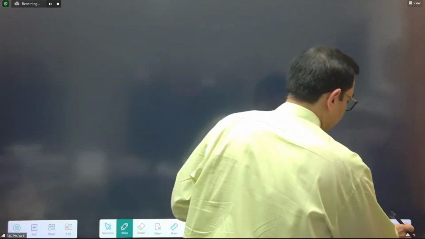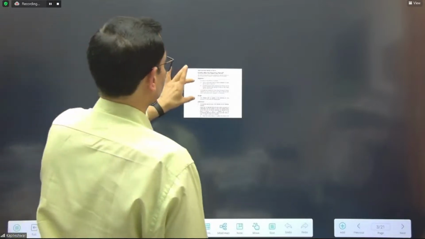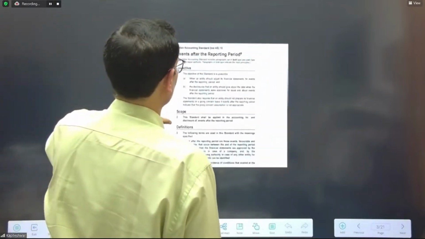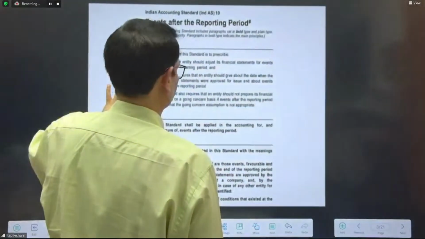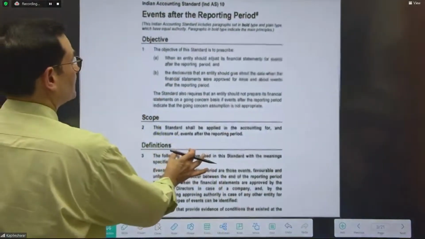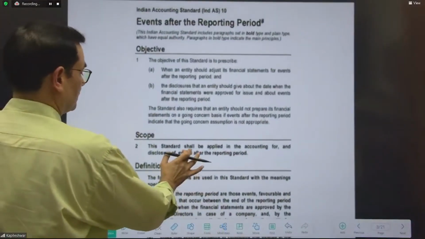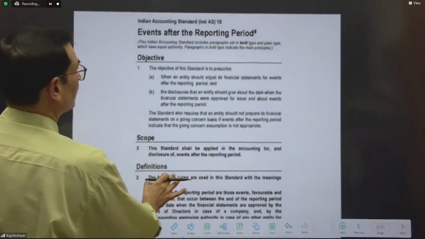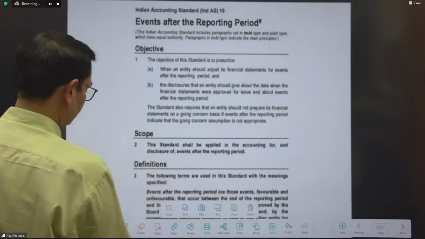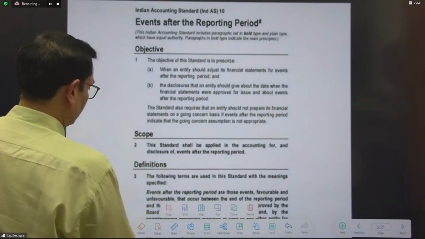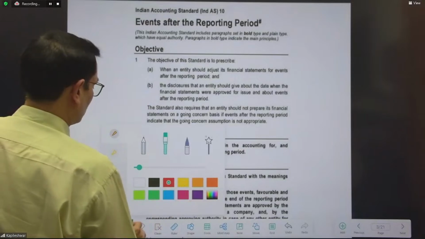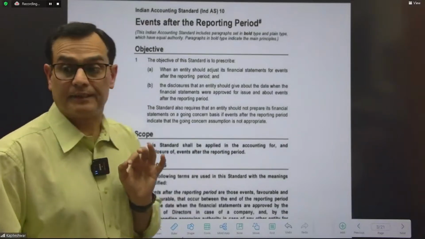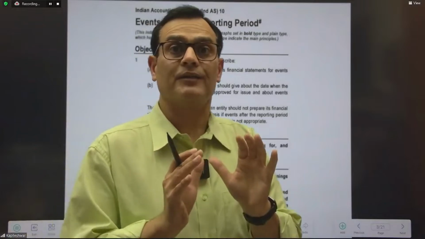What I have done, I have taken a little extract of the standard, and I'm going to focus on, first of all, the name of the standard. I hope that's pretty visible enough. Do let me know on the chat box if you can't see it well. So I'm going to first of all focus on the name of the standard. Just hear this carefully.